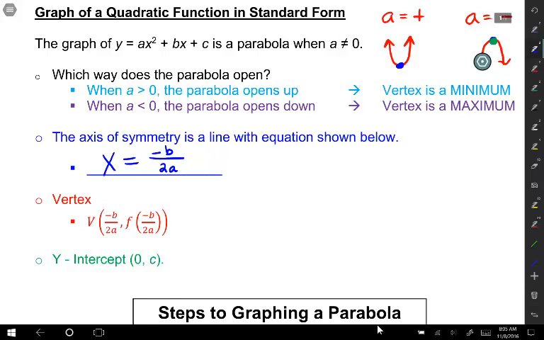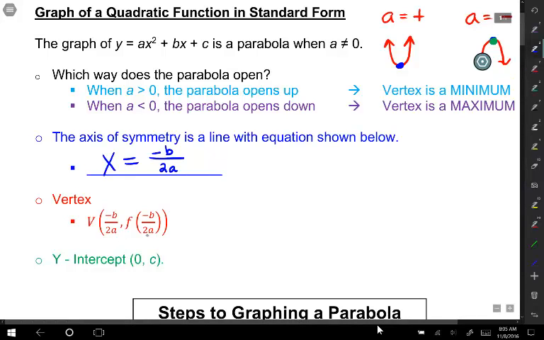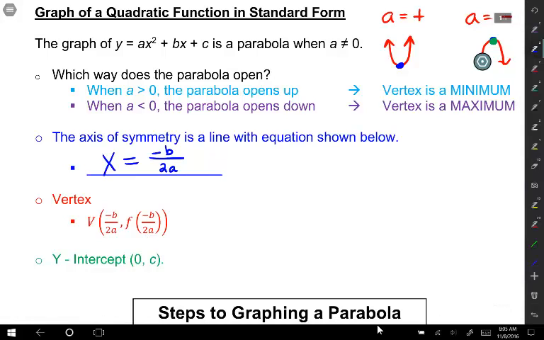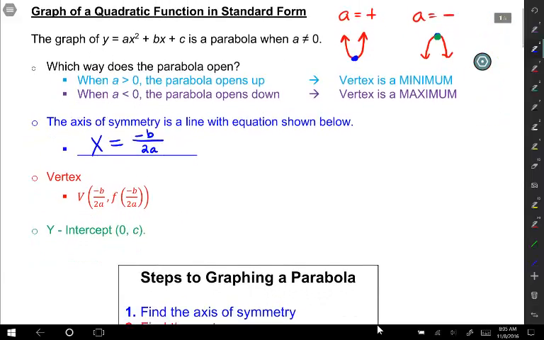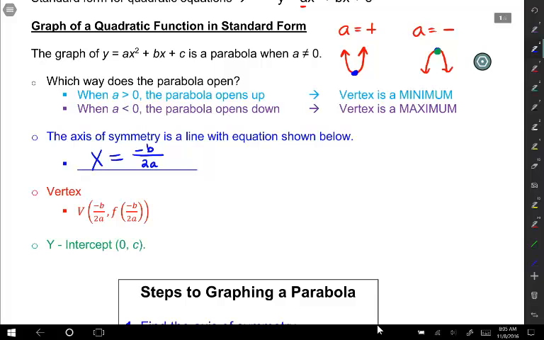To find the vertex, we take the opposite of b over 2a, and then we plug it into the function, whatever the function is, and we get our value of y, and we're going to practice that today. To get the y-intercept, that's just (0, c). All right, so that's kind of our overview. You can review back to that as you're doing your homework tonight.